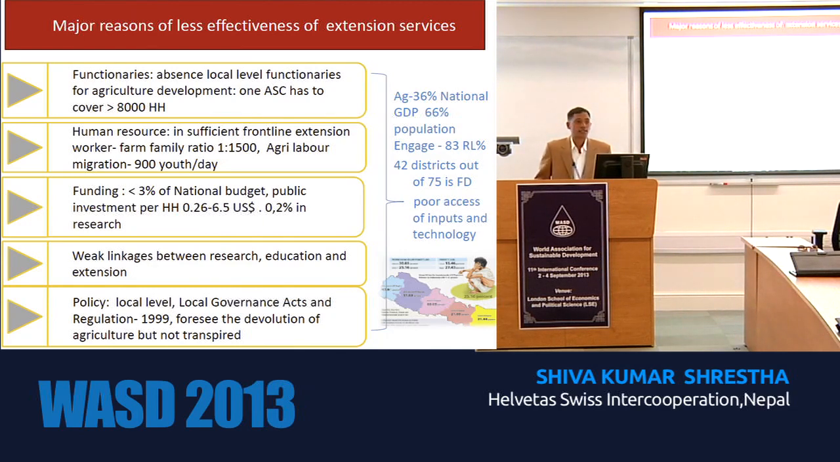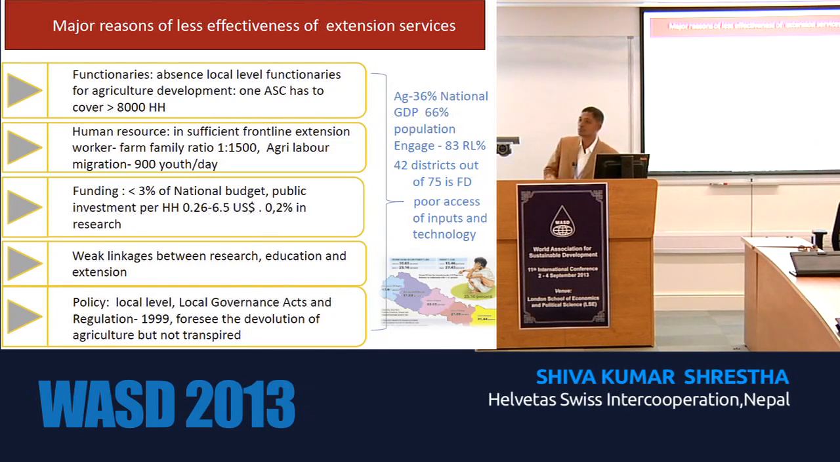Another thing is that there is a very weak linkage between extension, research, and education. That's why we are trying to develop coordination among research, extension, and education institutions. And another thing is a lack of policy which is really focused on the poor. This is what the situation is.